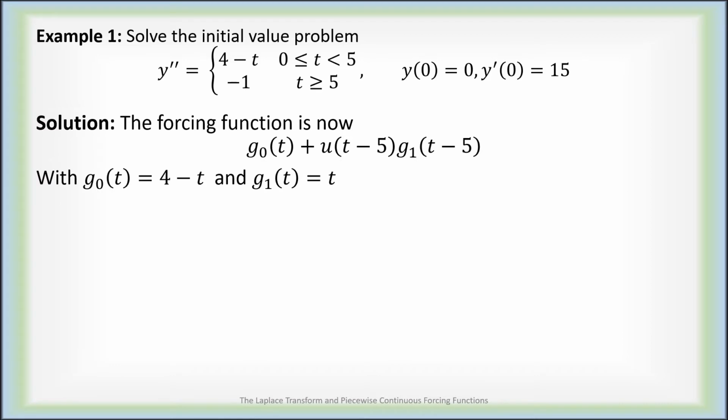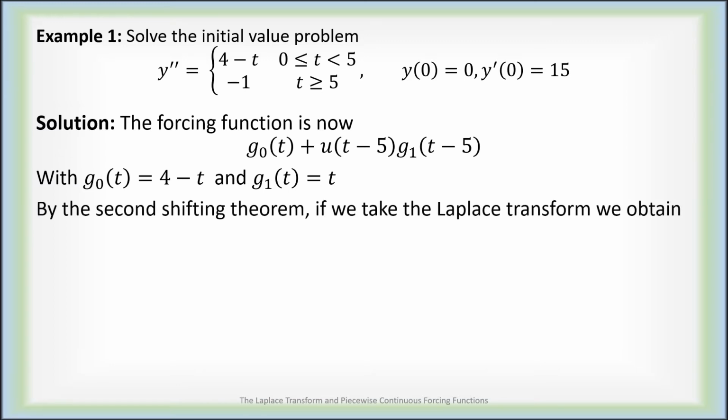So since we've written the forcing function in this nice form, where we have computed g0 of t is 4 minus t and g1 of t is t, by the second shifting theorem, now we can take a Laplace transform very directly. So first, the Laplace transform of g0, that's just the Laplace transform of 4 minus t, 4 over s minus 1 over s squared. And then what about the Laplace transform of u of t minus 5, g1 of t minus 5?